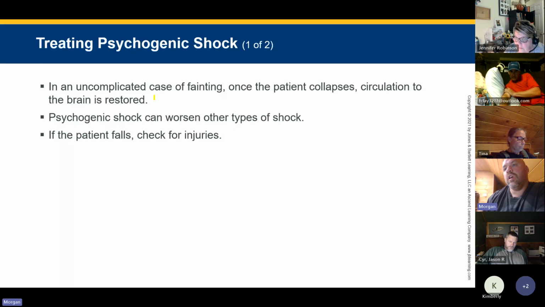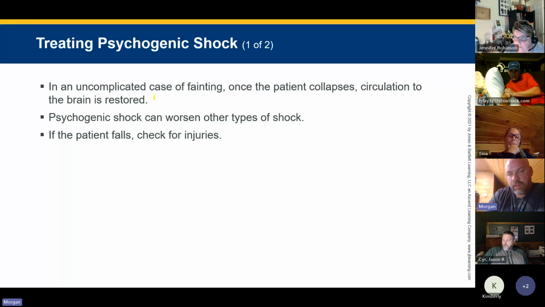Treating psychogenic shock. Put them in Trendelenburg's position, like they're just gonna faint. Once blood flow is restored to the head, they'll come back to.